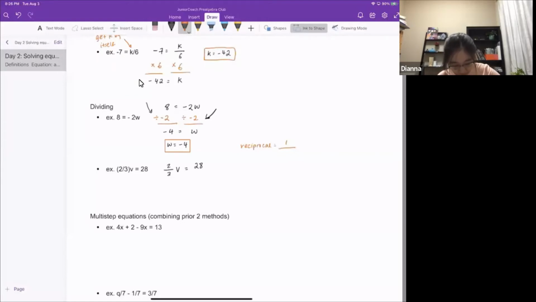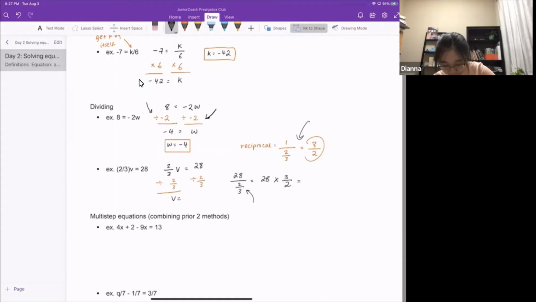So here, V equals, and then we have 28 divided by 2/3. So I'm going to write this out here. So 28 divided by 2/3. So the reason why I did this reciprocal thing is because this is just going to equal 28 times 3/2. So I'm always going to multiply by the reciprocal of the bottom. So 28 times 3/2.